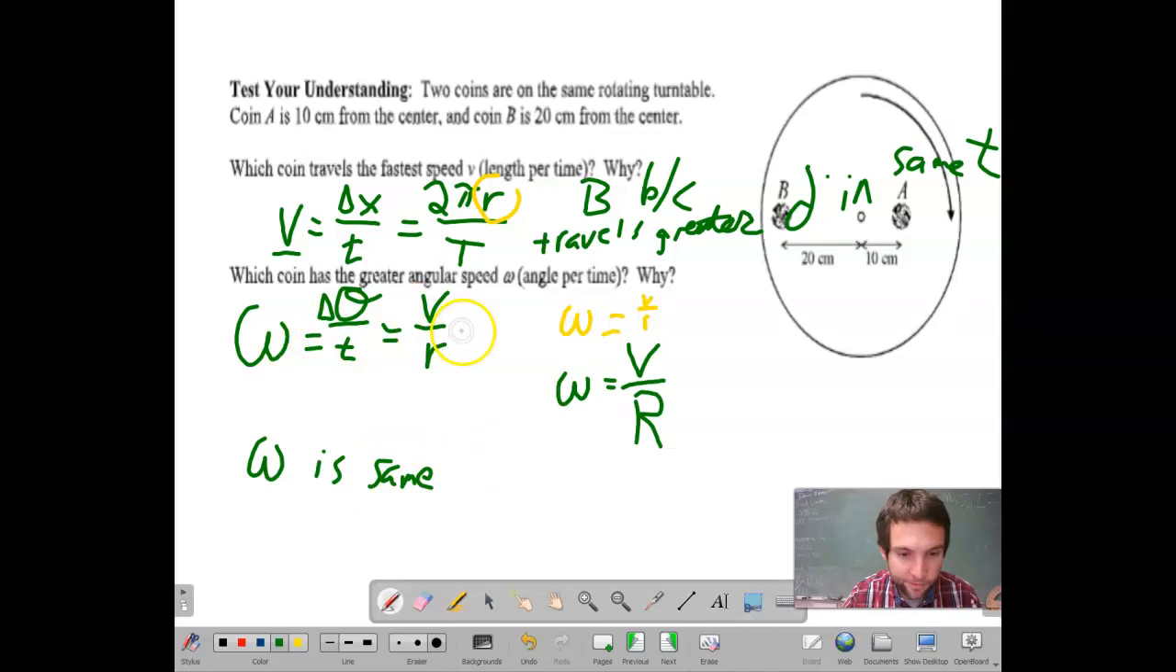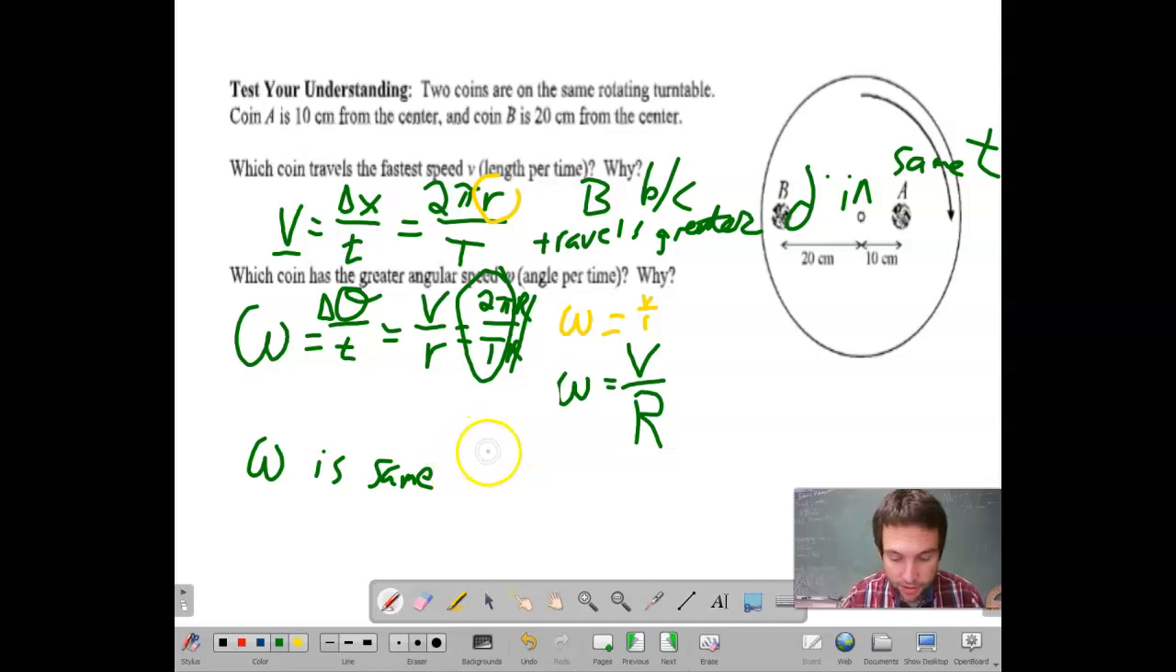Another way to look at it, if you want to go even further with this equation, v we said was 2 pi r over t, so we have 2 pi r over t over r. Big fraction on top, so all of this is going to condense down, and it's going to end up being t times r in the denominator. Radius doesn't matter. If we look at 2 pi over t, it's going to take the same amount of time for A to make a complete circle as it is for B to make a complete circle. So that means omega is the same.